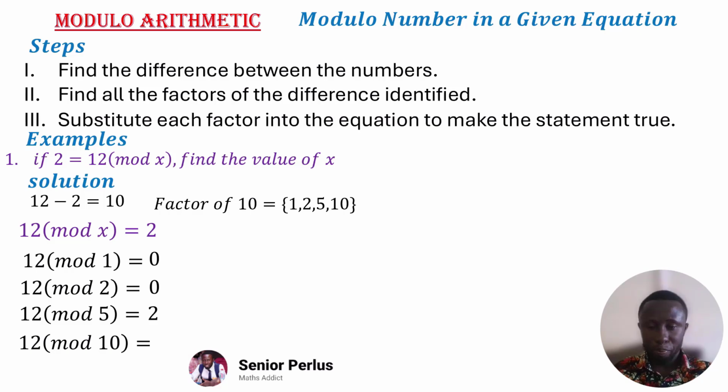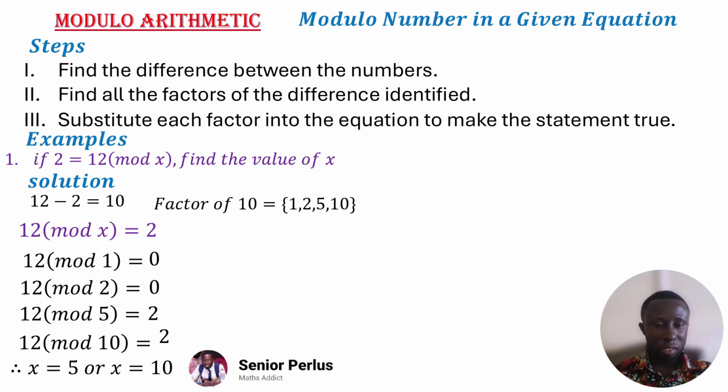12 mod 10 is 2. So you have all the factors in here: 1, 2, 5, and 10. So you conclude S is 5 or S is 10.